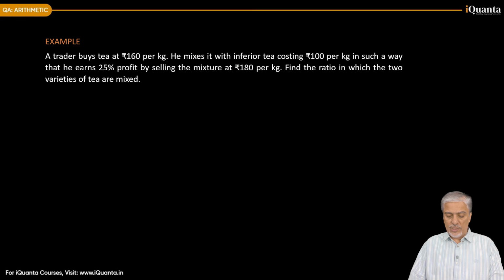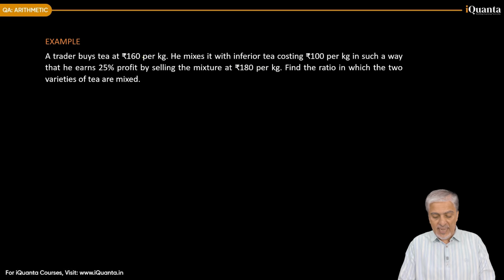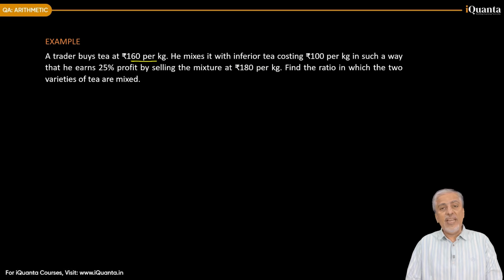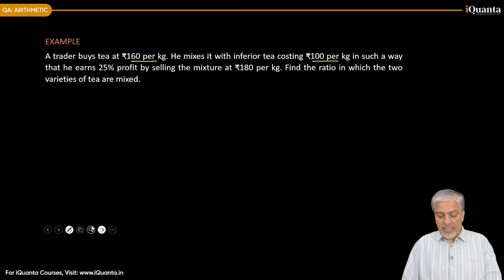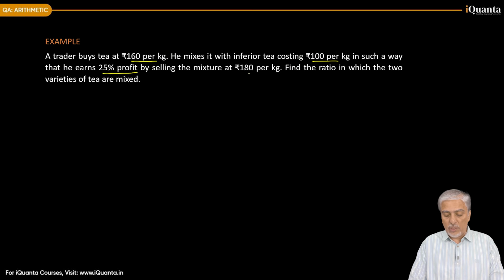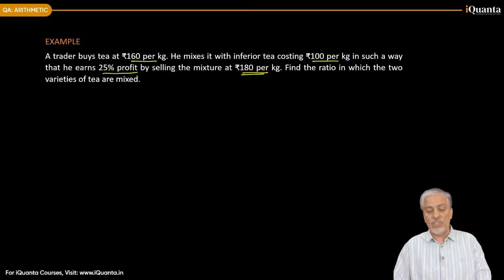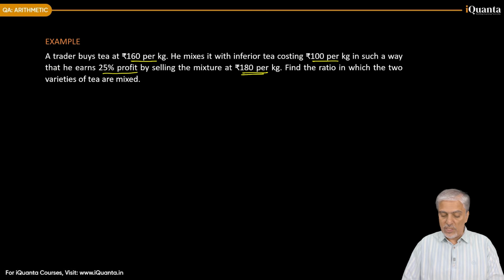Let's have a look at the next question. A trader buys tea at 160 per kg. He mixes it with inferior tea, which is costing 100 per kg, in such a way that he earns 25% profit by selling it at 180 per kg. Find the ratio in which the two varieties were mixed.